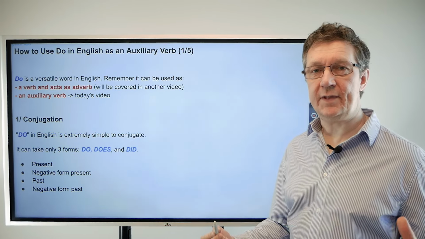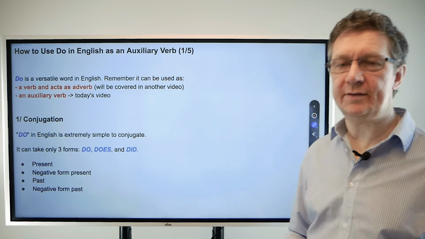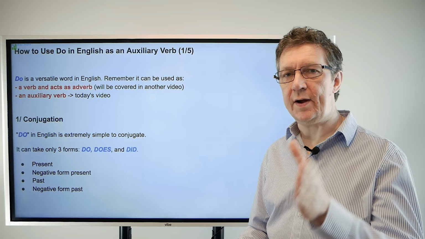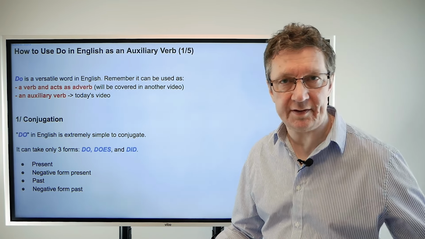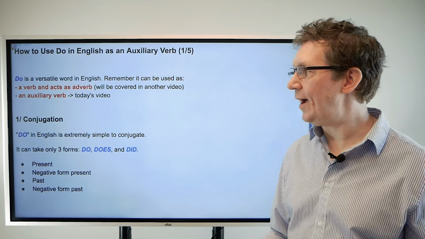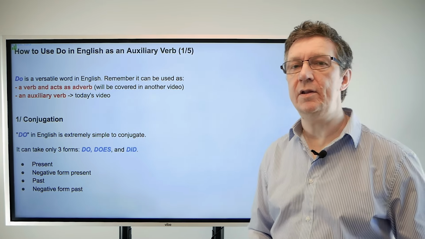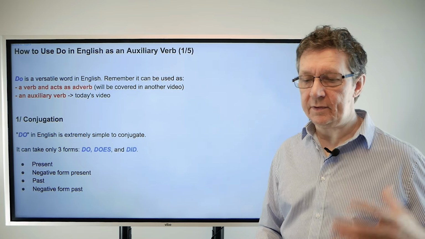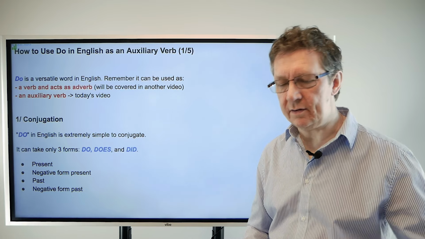My name is Dan and today we're going to be looking at the word do. Now, do is a very versatile word in English and it has different ways of using it. It can be used as a main verb, it can act as an adverb, and these things we will cover in another video. But today we're going to be looking at do as an auxiliary verb. Okay, so as a verb that supports a sentence, an auxiliary verb.